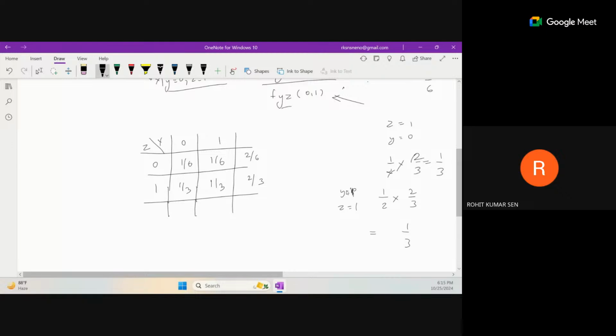And y equal to 0 has probability what? It is going to be 2 by 6 plus 1 by 6, which is what? 3 by 6. And it is going to be what? 2 plus 1, so again 3 by 6.